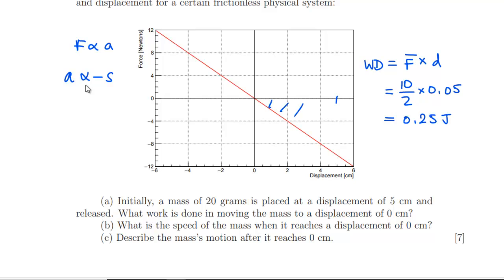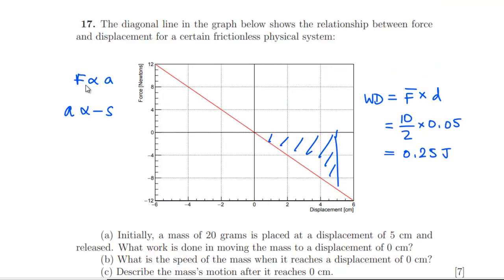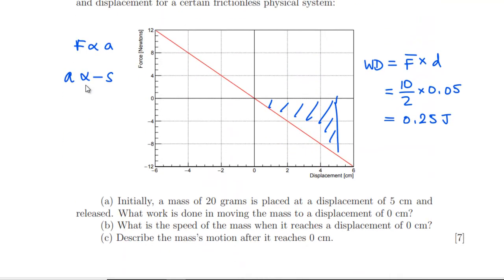I mean, area under the graph is another way of putting it. That's the same thing. What is the speed of the mass when it reaches a displacement of 0 centimeters? So what was the mass? Oh, there we go, 20 grams. I knew it was in here somewhere. So we're going to have that a half mv squared is equal to 0.25. So v squared is going to be 0.5 divided by 0.02.